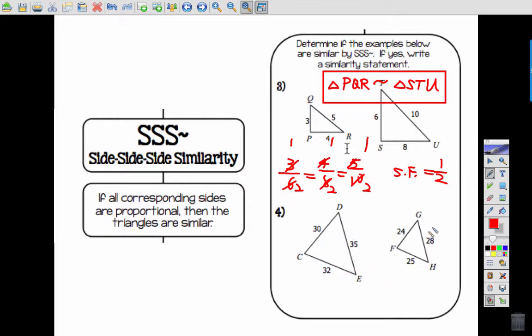With the second example, again, I do the same thing. I list out this side length from the smallest to the largest. And then I go for the second triangle. I list them out from the smallest to the largest. And if I cancel by 6, I should have 5/4. And see, this is the problem here. There's no way I can make 32/25 into 5/4. So therefore, the answer is no. These two triangles are not similar.